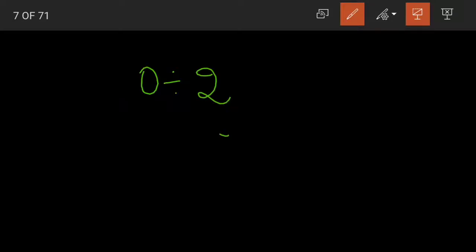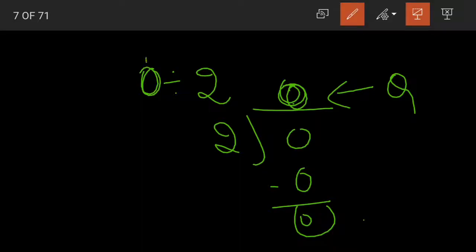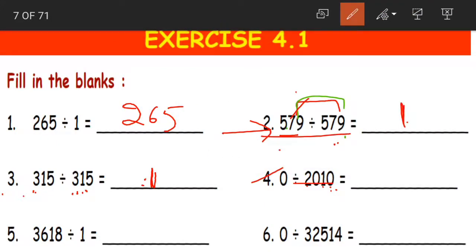Yes, take 0 divided by 2. Now 2 is the divisor, 0 is the dividend. And when do we get 0 in the 2 table, children? 2 zeros are 0. When we subtract, 0 will be our remainder. What is our quotient here? What is our answer? 0. So what can we conclude? 0 divided by any number will give us 0 only. So 0 divided by 2010 will also give us 0.